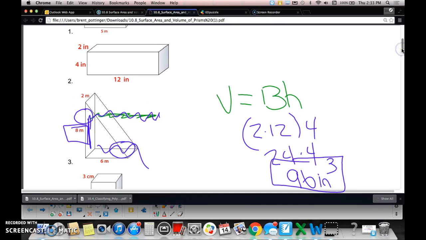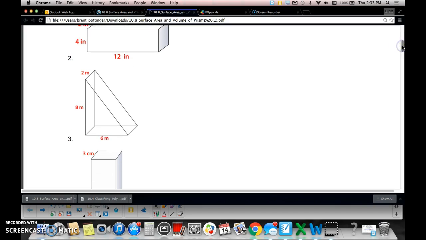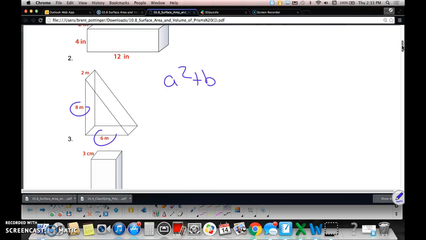Last one. Pythagorean theorem. Do we know how to do it? Yes. Okay, I'm going to skip over calculating the volume for a triangular prism. Don't forget, though, that when you're calculating the area of a triangle, it's base times height divided by 2. In order to find the length of this third side, to find surface area, we do a squared plus b squared equals c squared, right?